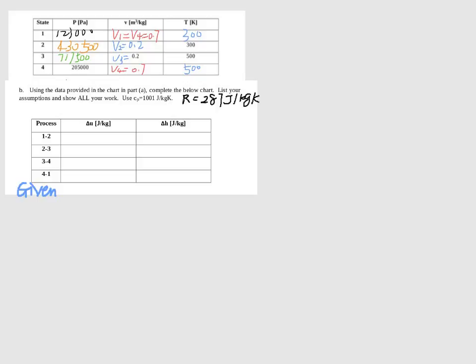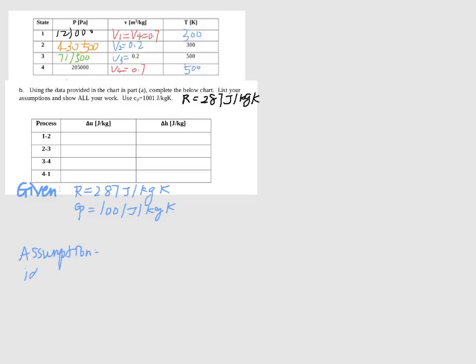So the givens, we know that R is 287 joule per kgK from part 1. Also, we know Cp is 1001 joule per kgK. So also, I'm going to start listing assumptions as well, because this is going to help us to solve for Cv.